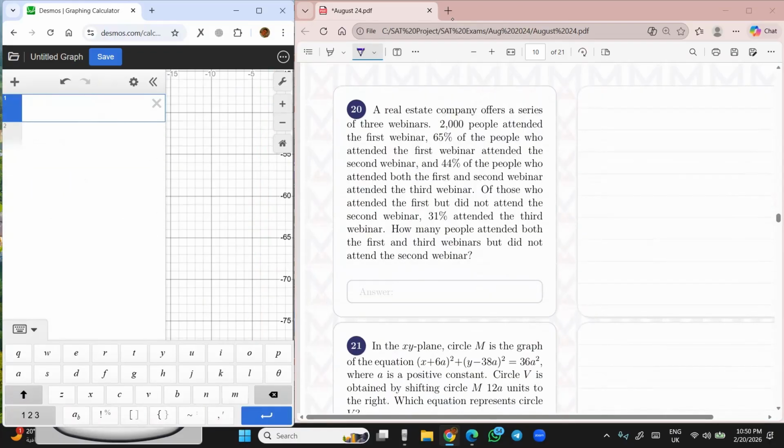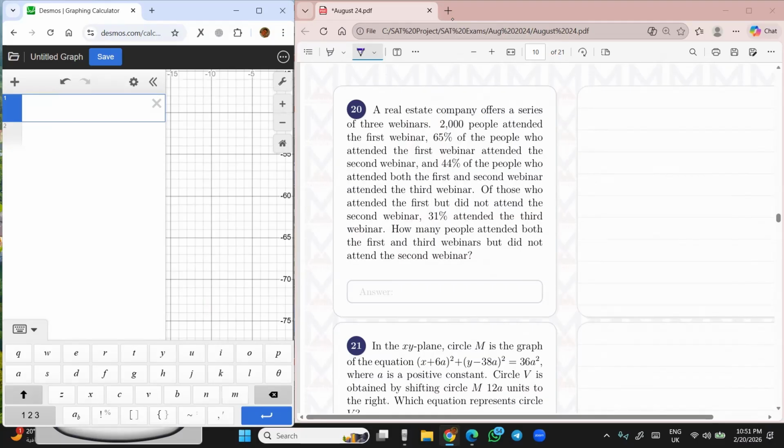A real estate company offers a series of 3 webinars. 2,000 people attended the first webinar. 65% of the people who attended the first webinar attended the second webinar. And 44% of the people who attended both the first and the second webinars attended the third webinar. Of those who attended the first but did not attend the second, 31% attended the third webinar. How many people attended both the first and the third but did not attend the second webinar?